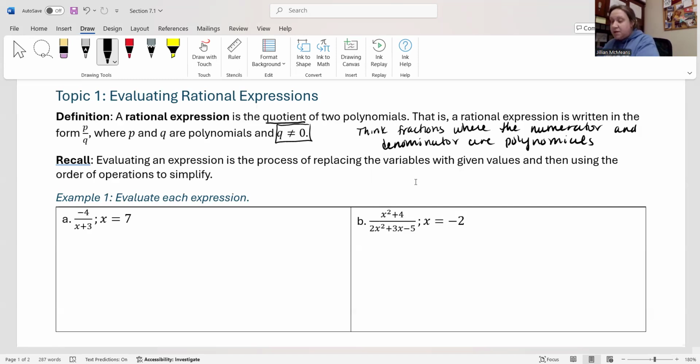Example 1 says evaluate each expression. That's easy enough. Part A, we have -4 over x plus 3, and we are going to evaluate it when x is equal to 7. So we want to rewrite the expression. Anywhere we see an x, we're going to replace it with a 7. So I've got -4 over 7 plus 3. My -4 in the numerator just stays -4. The denominator, where x is 7, becomes 7 plus 3, or 10.